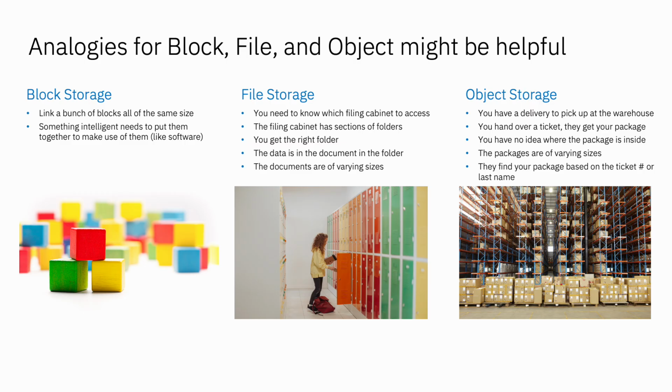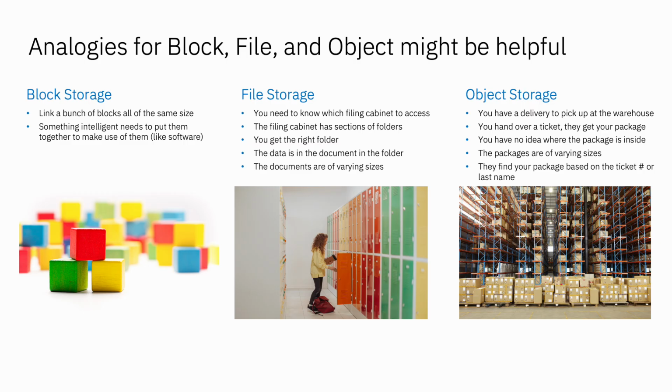Remember how it's hierarchical? So you could say, all right, I've got an example here of a set of filing cabinets or lockers, right? So I need to know which filing cabinet to go to. In the filing cabinet, they have folders. Then I need to get to the right folder, and inside the folder is the document, and the documents are all of different sizes. With object storage, think of the warehouse.